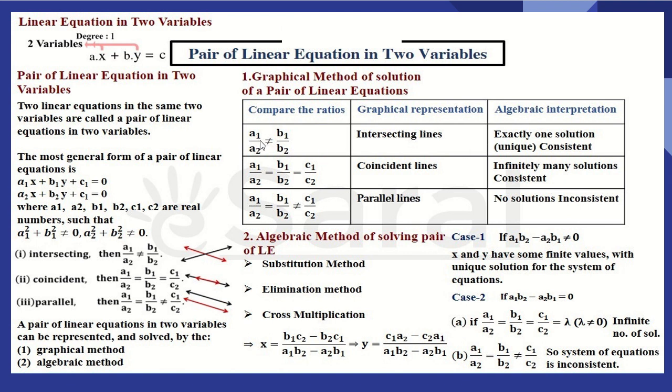When a1 by a2 is not equal to b1 by b2, what will you say? It is an intersecting line. When it is a coincident line, these three ratios will be equal: the coefficients of x, y and the constant will be equal. Then you say it has infinitely many solutions. Then if only a1 by a2 is equal to b1 by b2 but not equal to the constant ratio, then that line is called what? Parallel lines, no solution, inconsistent.